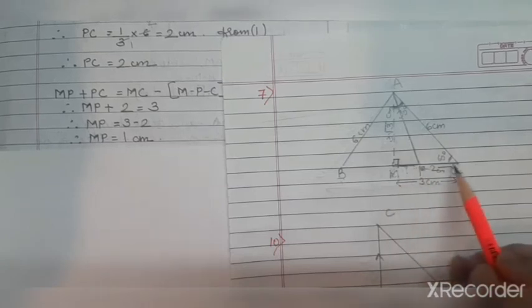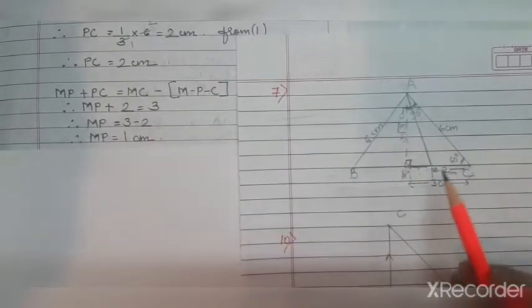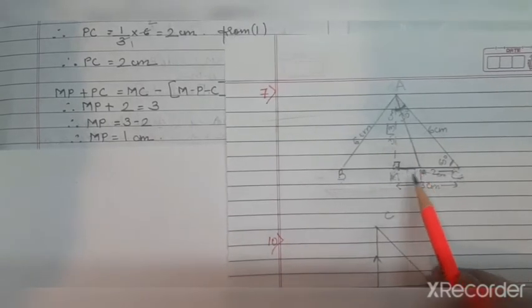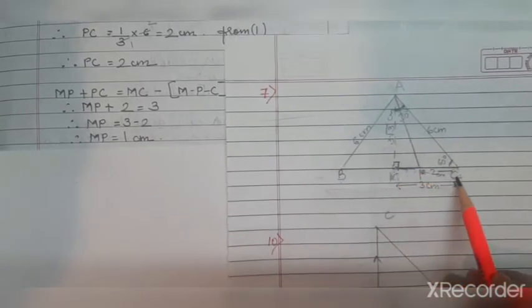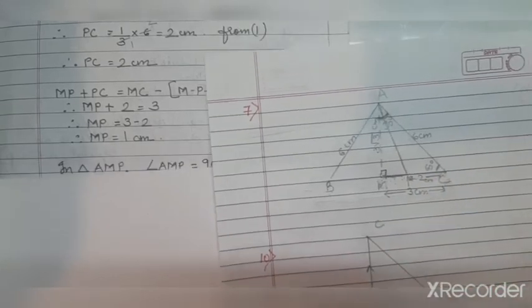Okay, 3 minus 2 is 1. And the reason is M dash P dash C. You have studied this in 9th standard, betweenness. So since M dash P dash C, we can do this particular subtraction of the sides.